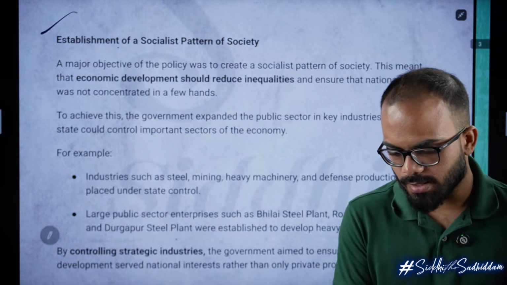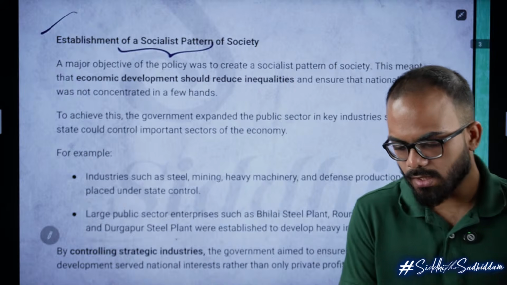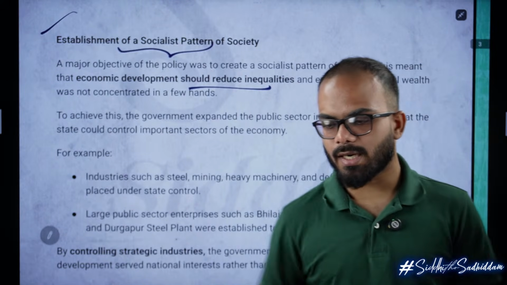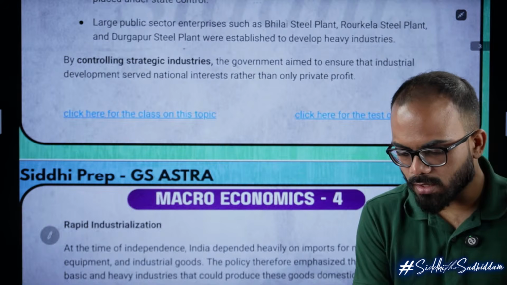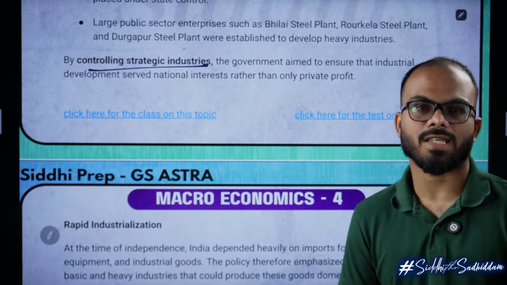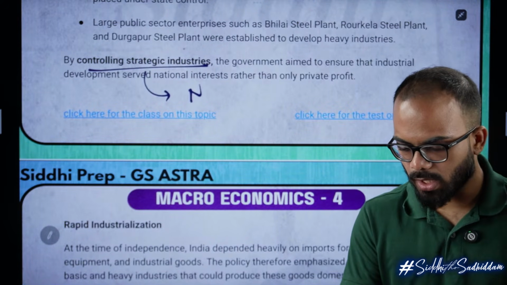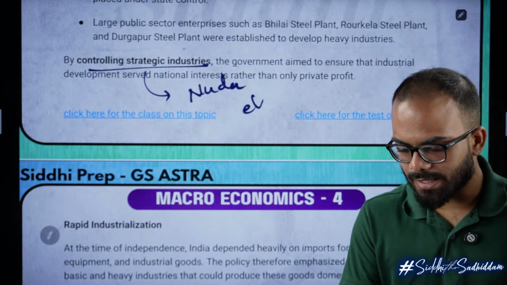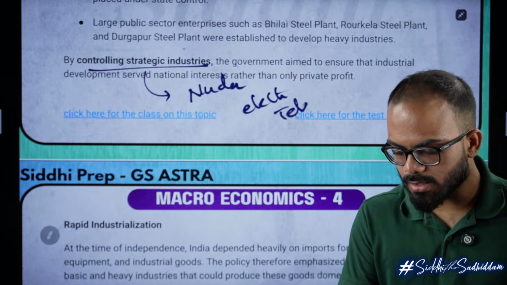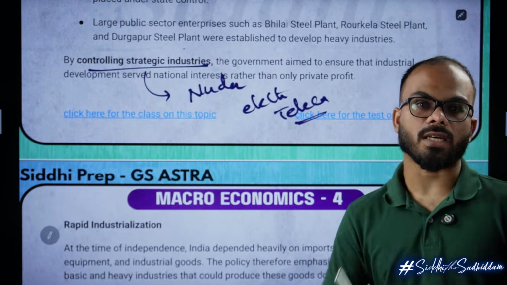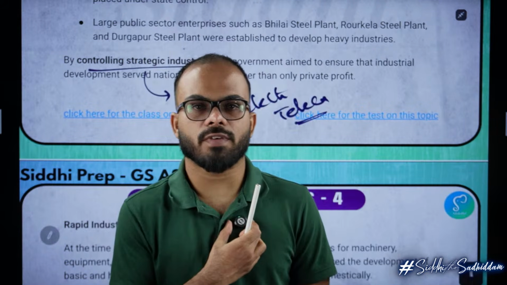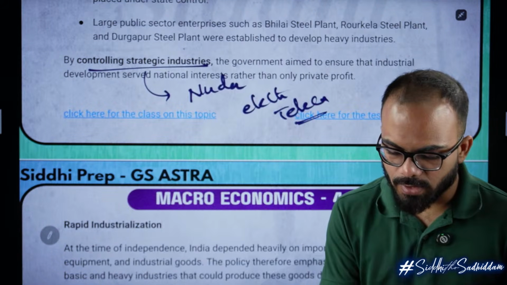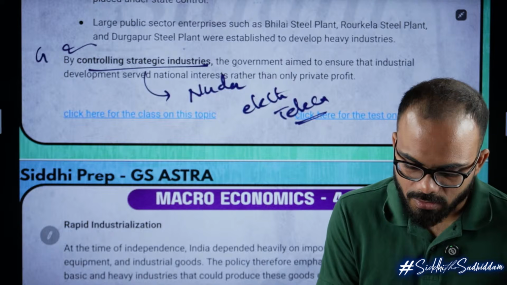The first is obviously establishment of a socialist pattern of society, so that there is a reduction with respect to inequalities, right? Next, you wanted to control strategic industries as in, for example, nuclear, or for example electricity, telecommunications, all those industries that are essential and vital for national security of India. All such industries, government thought we should keep them only in the hands of the government.